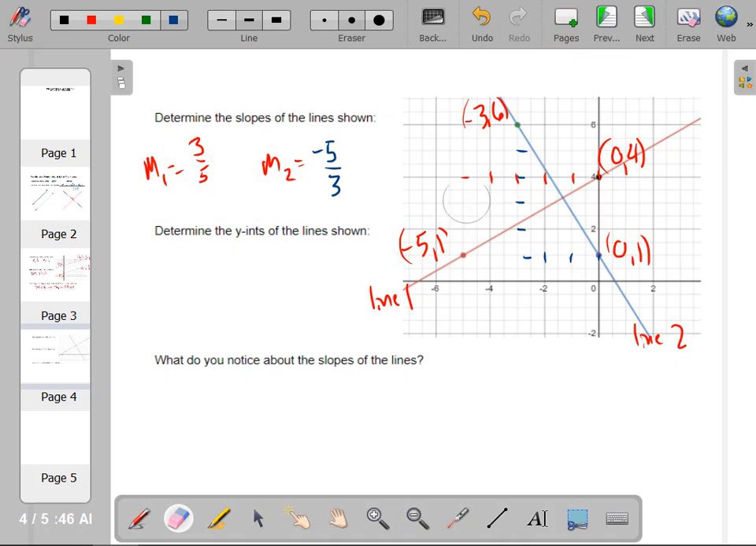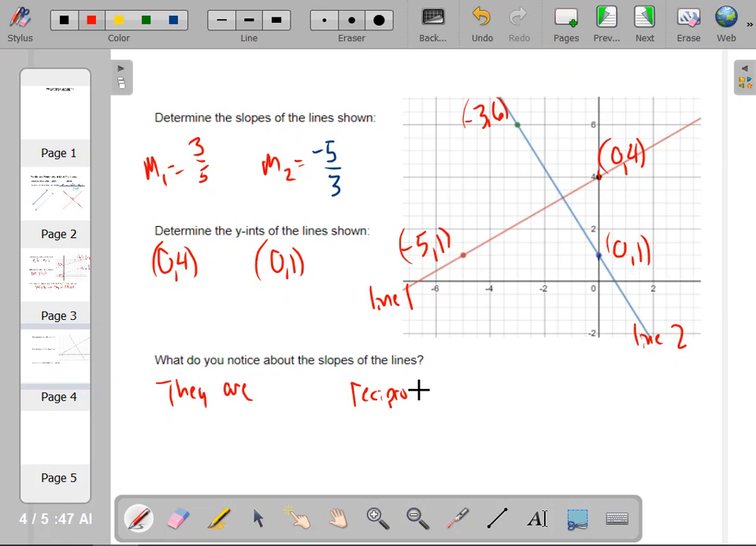So I have the two slopes, and I should find the y-intercepts too. What are the y-intercepts? One of them is at 0, 1, and one of them is at 0, 4. What do you notice about the slopes of the lines? They're not the same. 3/5 is not the same as -5/3, but there is a relationship between these two. If you take 3/5 and flip it, it becomes 5/3. So they are reciprocals. The reciprocal of 3/5 is 5/3.